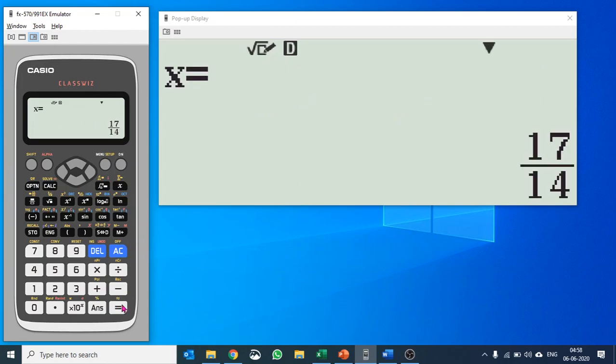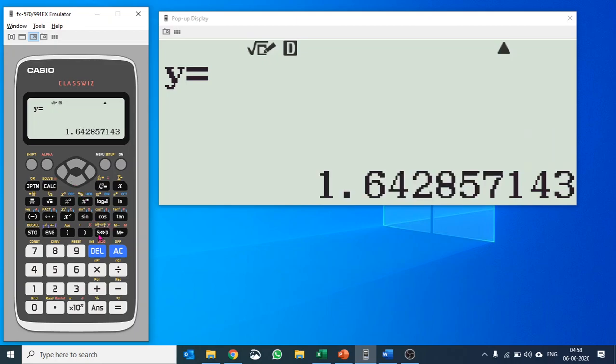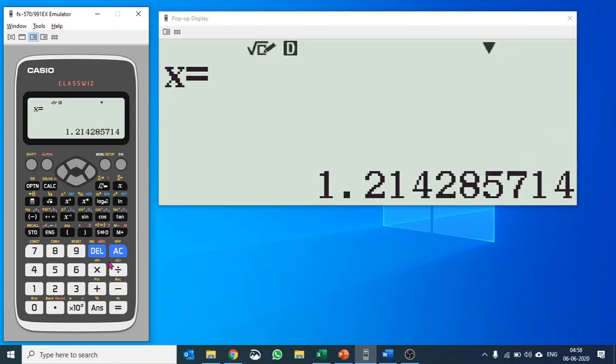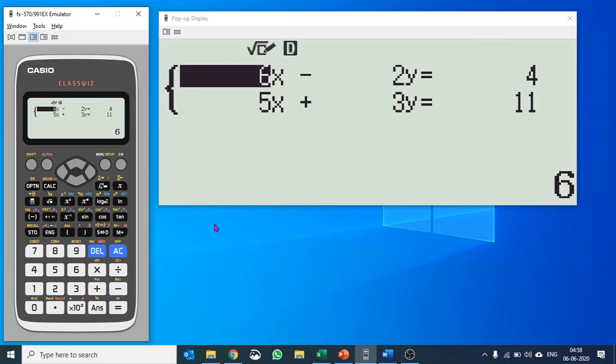We'll just hit equals and we'll get the value of x is 17 over 14 and y is 23 over 14. You can push the SD button to convert this into decimal as well, and then you can click AC to go back and solve a second set of simultaneous equations.